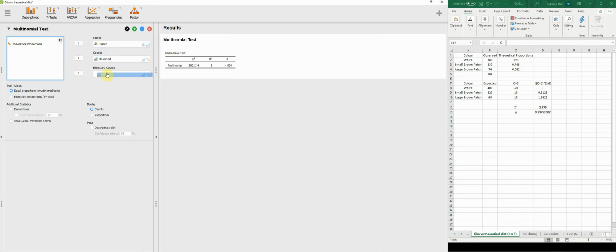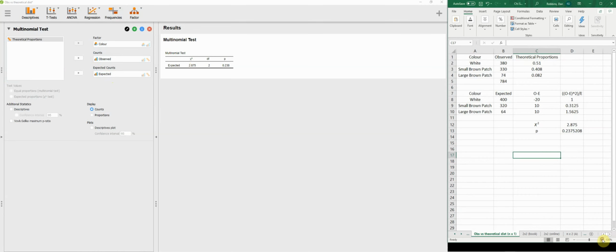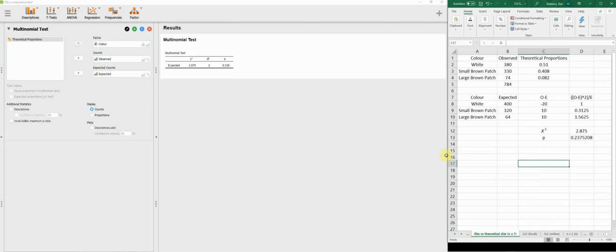And when I drop those in, we can see that we have a chi-squared value which matches what we have in Microsoft Excel. Just increase the size so that's easier for you to see. And if I round up the p-value, you can see that that matches perfectly as well.